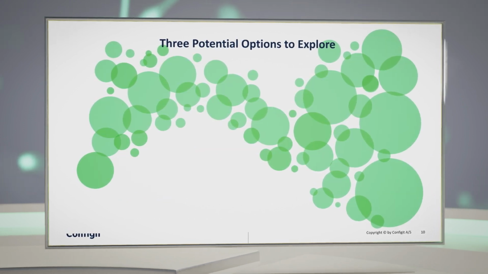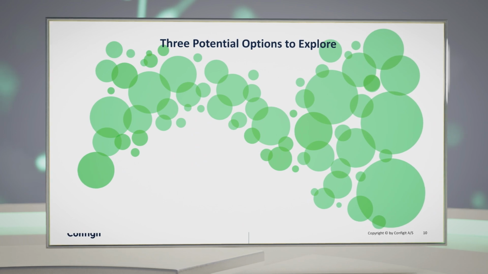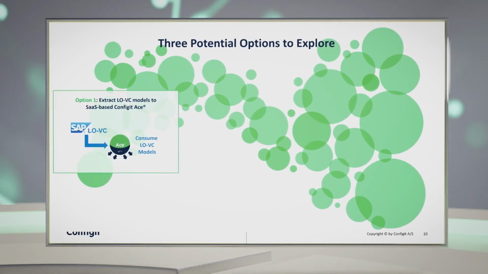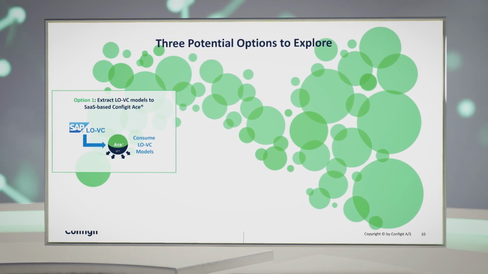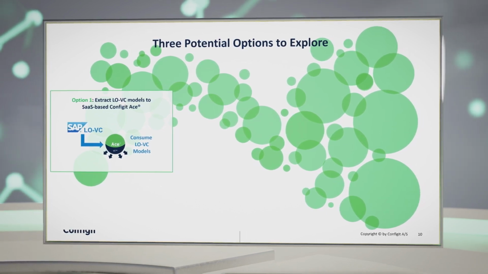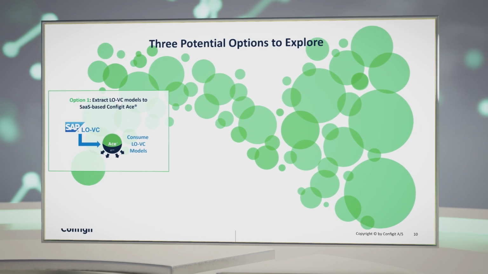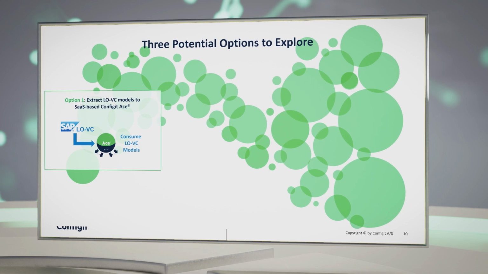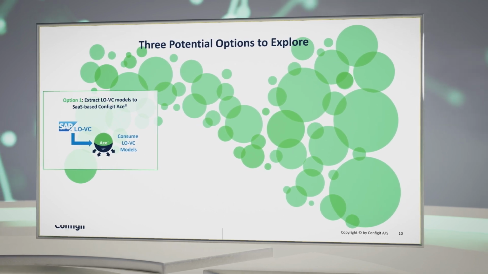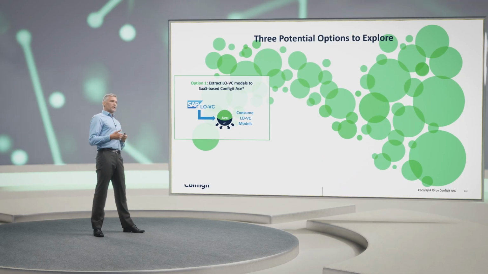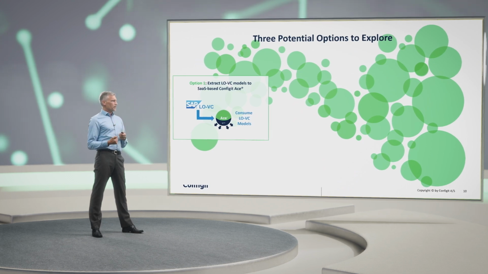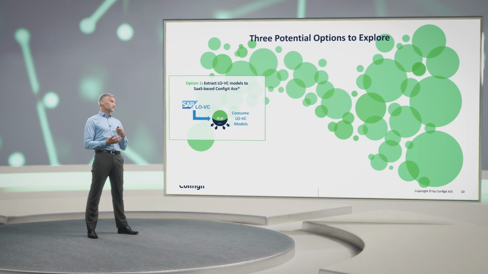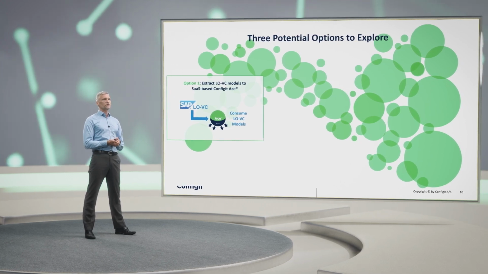So at a high level, the 3 options look like this. So the first option is to basically keep the LO-VC models in SAP and use the SAP extractor to extract the models out of SAP, import them into ACE, and then expose the data through the standard ACE APIs. You do this on an automated, ongoing basis, and you can then consume these models directly from ACE and get the same behavior as these models have in SAP.